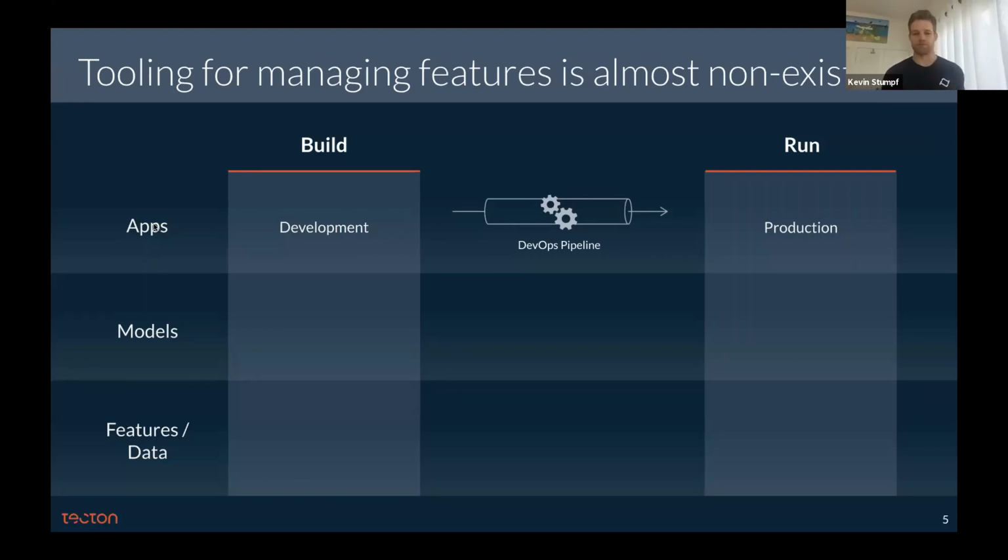And so now you can imagine these three artifacts, application, models, and data, are required in order to build and run a model in production. When it comes to the applications, like those microservices, we've gotten pretty good at developing them and deploying them so we run them in production.